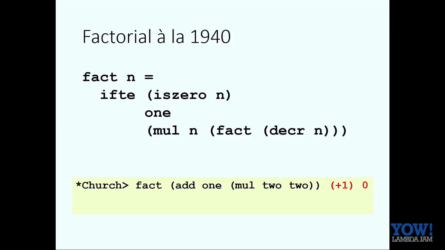I can construct the function for factorial 5 and use that to run increment from 0. And yes, we get 120. It works.